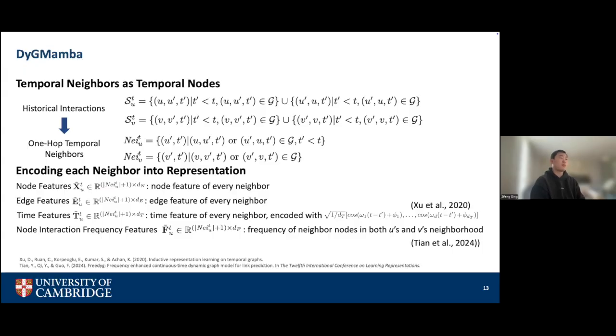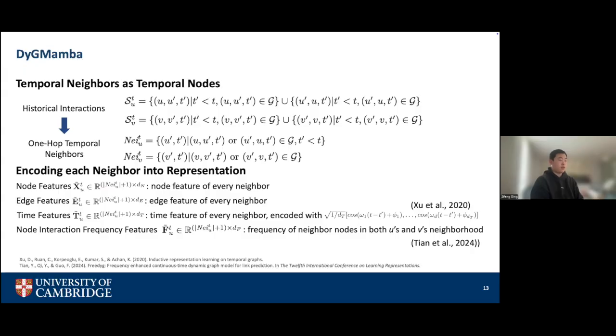So each temporal neighbor will include the node as well as the timestamp. And we then try to encode each neighbor into a representation. We know that some graphs have node features, some graphs have edge features, so we just take them and stack them into a feature matrix. And then we also have the time features here. We are just reusing the previous time encoding function from TGAT, which I cited here. We try to compute the time feature for every neighbor.